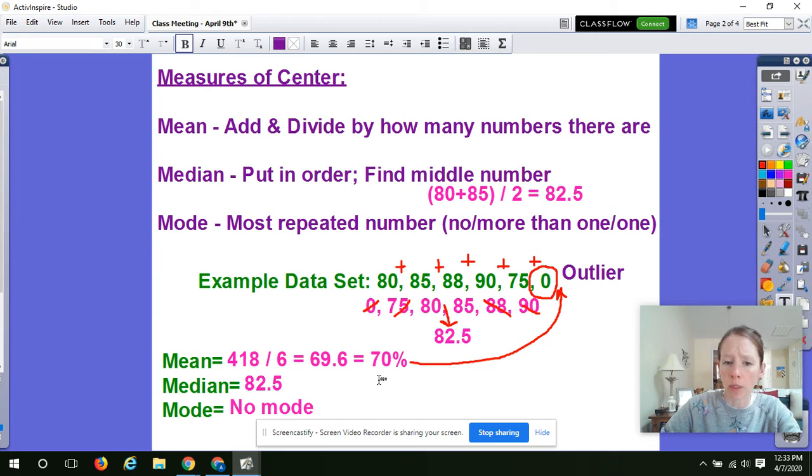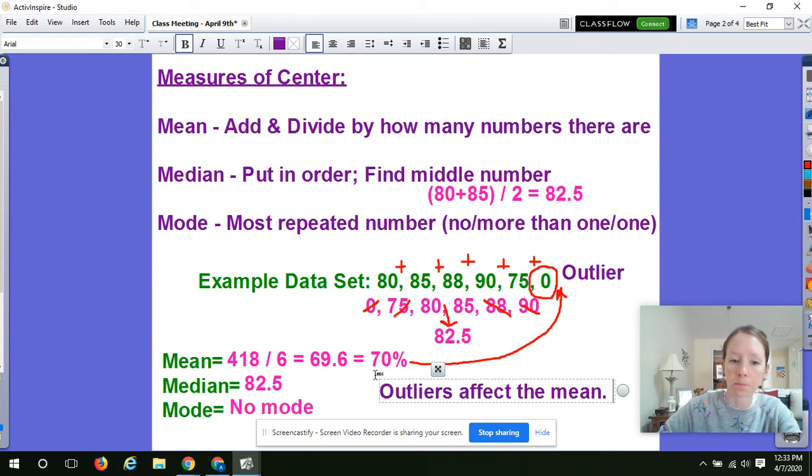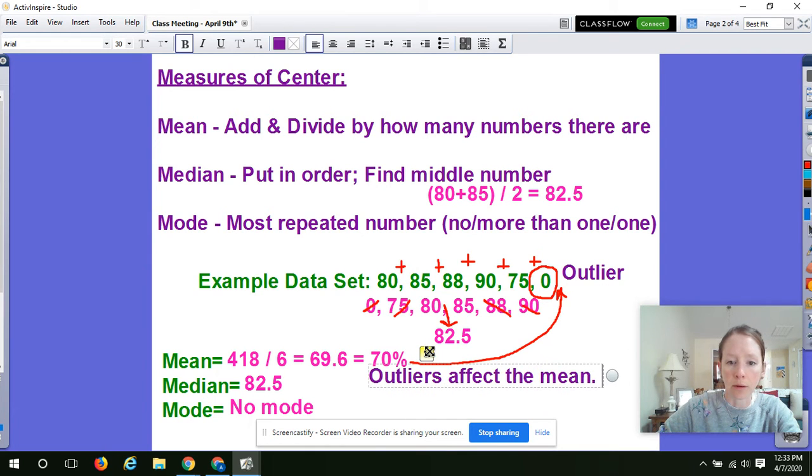So you're going to see a couple of different activities in this unit that ask you about outliers and what it affects. So just in general, you need to remember that outliers affect the mean. So outliers affect the mean, so just keep that in mind.